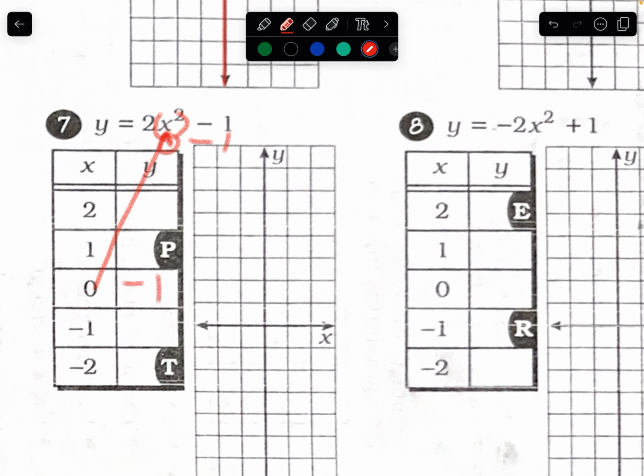Oops, wrong spot. That's your axis, that's your vertex. You put in 1, 1 squared is 1, 1 times 2 is 2, 2 minus 1 is 1. So at negative 1, it's also 1. And then you put in 2. 2 squared is 4. 4 times 2 is 8, minus 1 is 7. 2, 7. And the other answer is right there, 7 also.